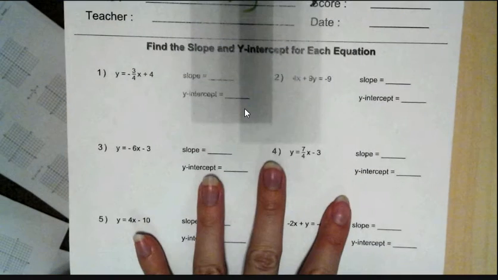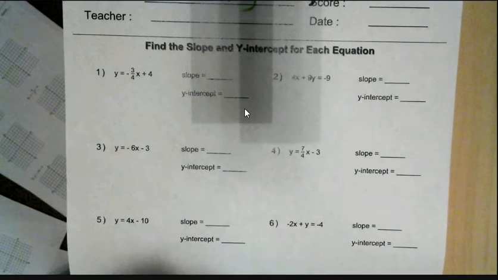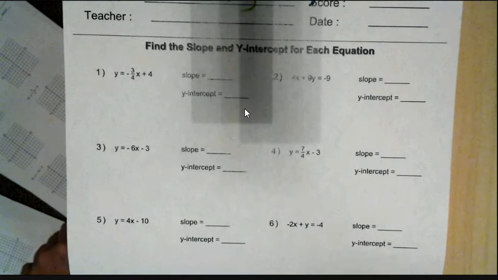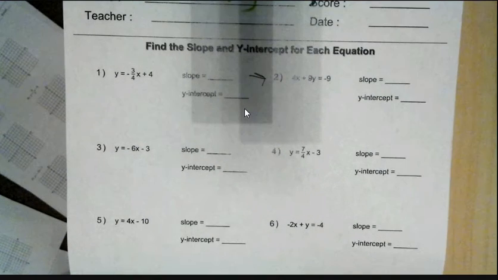As well as this page right here. You're finding slope, you're finding y-intercept. Make sure if it's not in slope-intercept form, you move it as such.